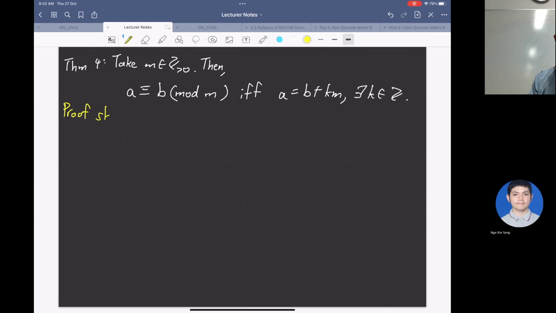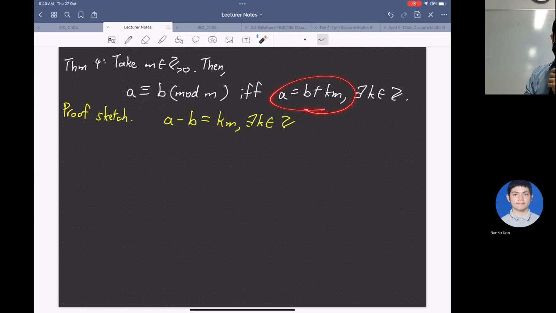So this one is quite straightforward. Why? Because if you unravel the definition of this, what's the definition? A minus B equals Km for some K in Z. This is the definition, right? You take the difference and then divide it by n.